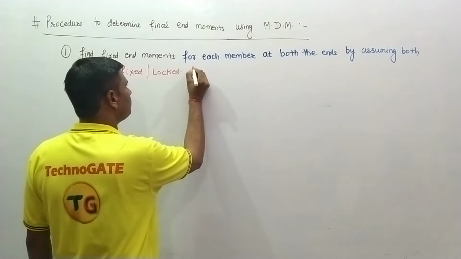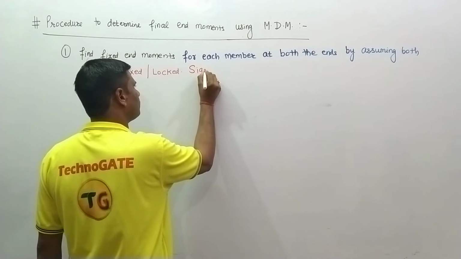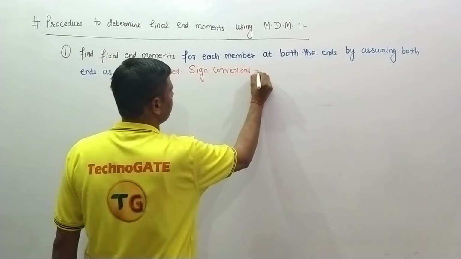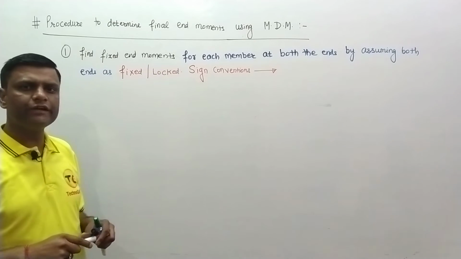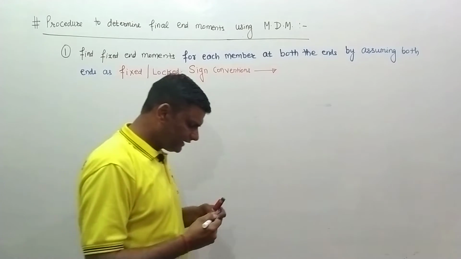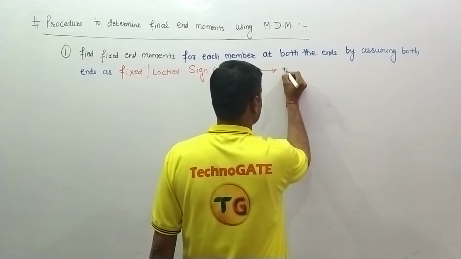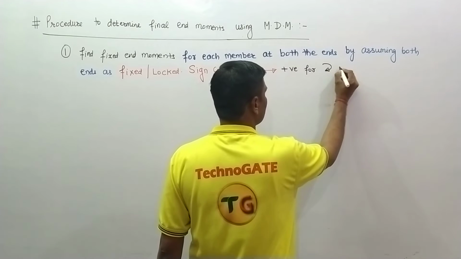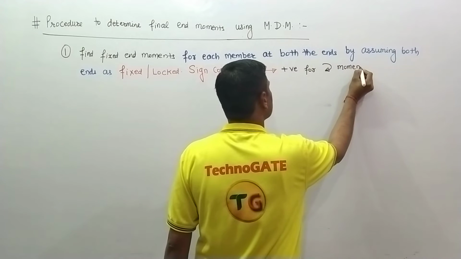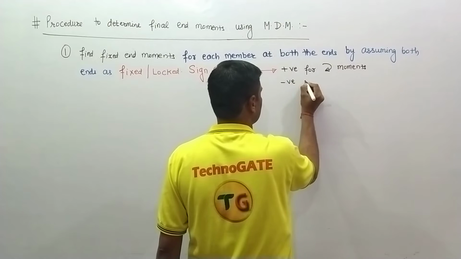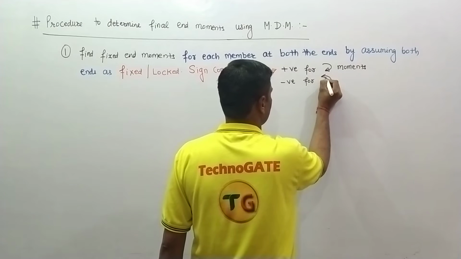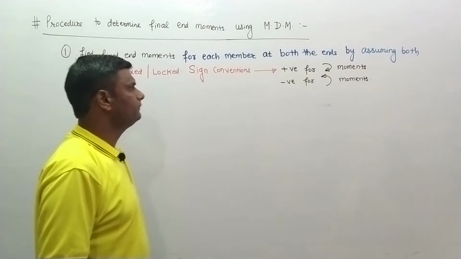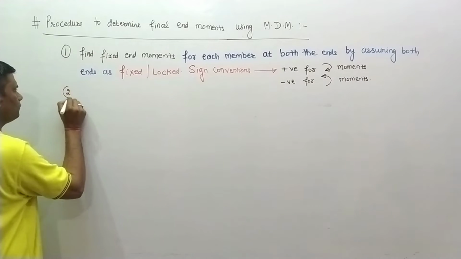Please be careful here. The sign conventions are positive for clockwise moments and negative for anti-clockwise moments. That's okay? Okay, now step number 2.